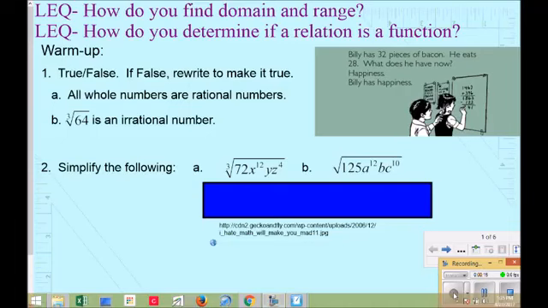So the first one, all whole numbers are rational numbers. Again, I'd like you to stop the tape and try these first in the warm-up and then check your answers. But I'll now go over the answers. So all whole numbers, that's 0, 1, 2, 3, and so forth, are rational numbers. Well, every number that I just listed is a rational number, so that is true.